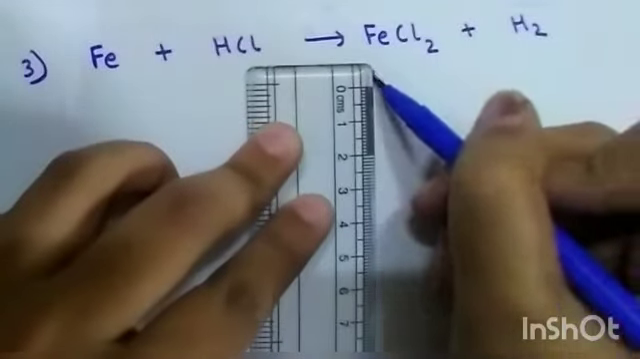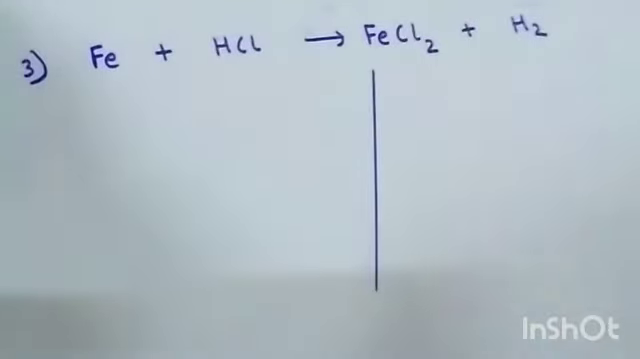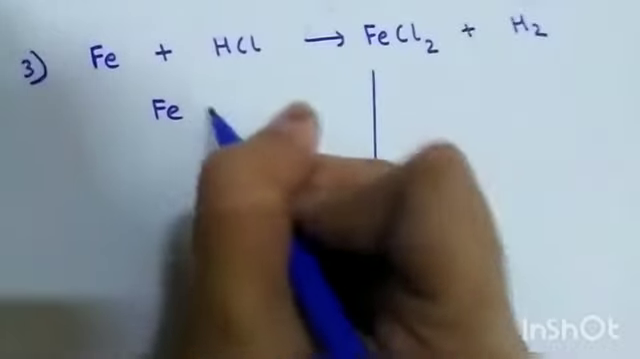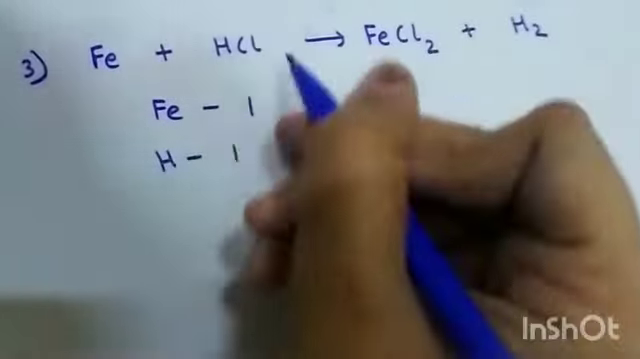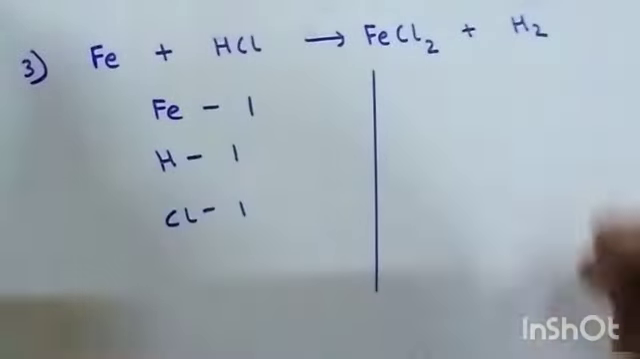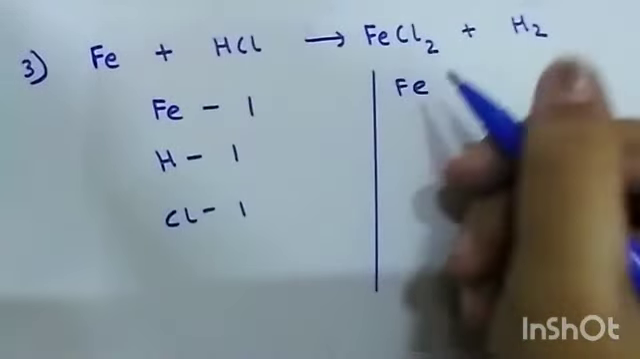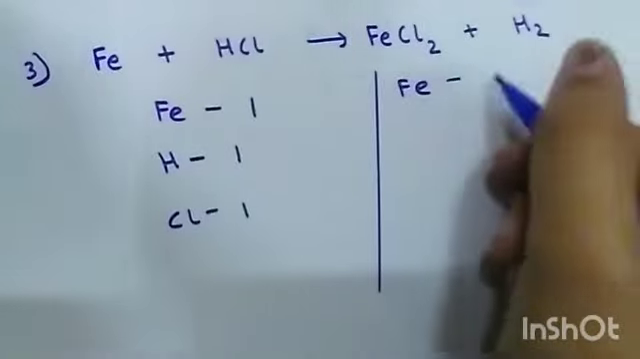So the first step is list down the atoms. So Fe how many atoms? Fe atom is 1. H how many atoms? H atom is 1. Chlorine how many atoms? Chlorine atom is 1. Your Fe on the product, RHS side, how many? 1 atom.